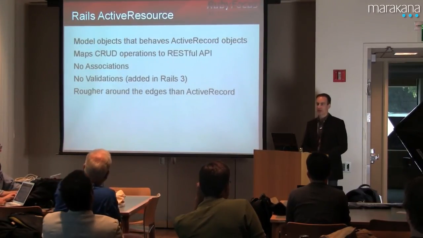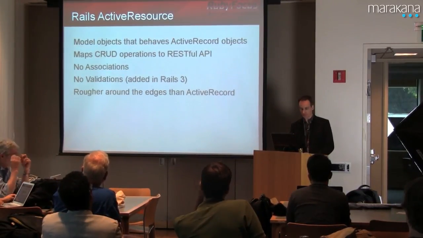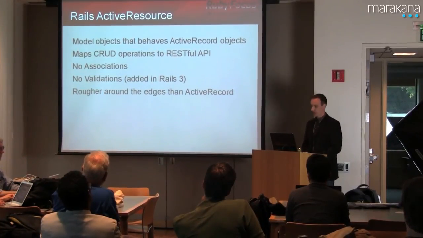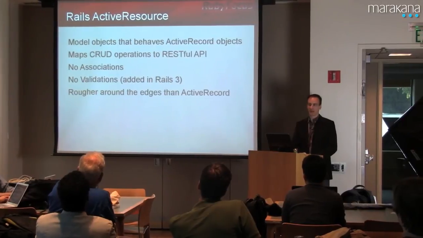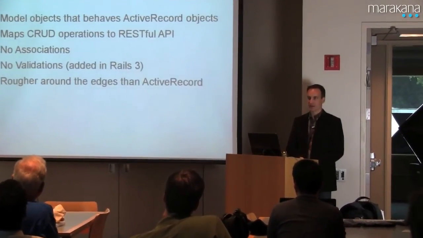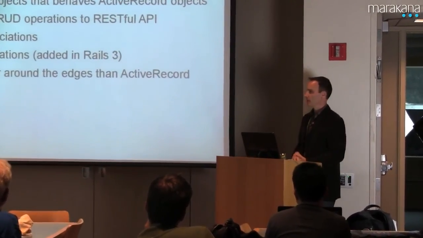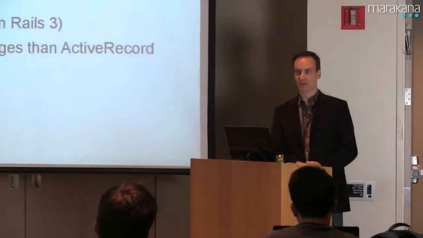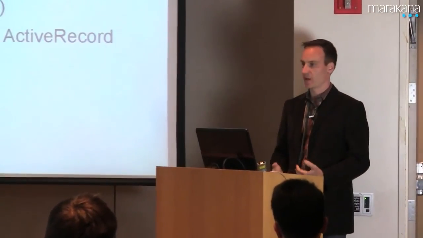It does not support any associations out of the box. It also doesn't do validations out of the box, although Rails 3 is adding some of that. And generally, ActiveResource is a lot rougher on the edges than ActiveRecord. When we started developing this, we ran into a number of gotchas, perhaps due to my own ignorance about it. But it also felt that there wasn't as much development done on it.